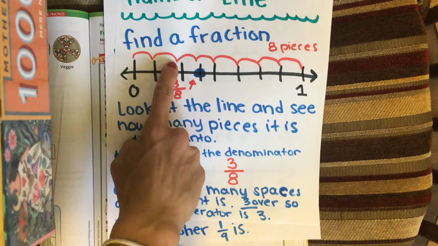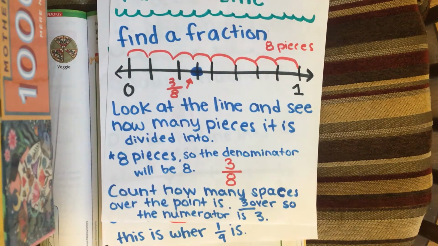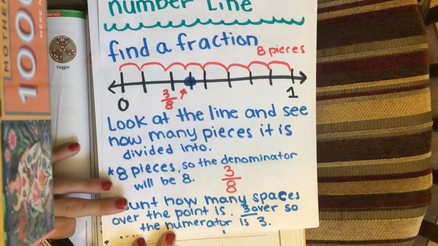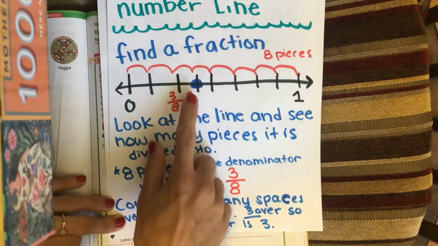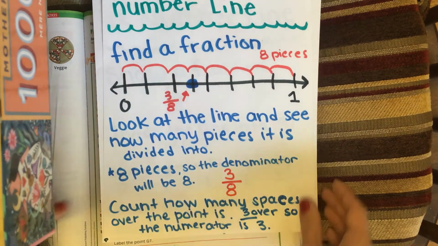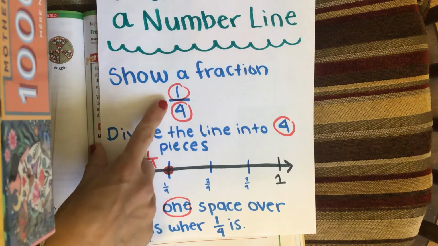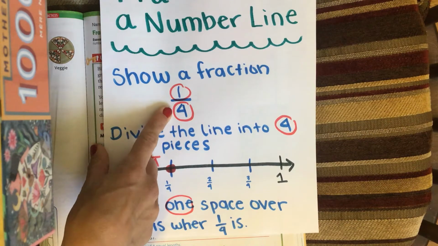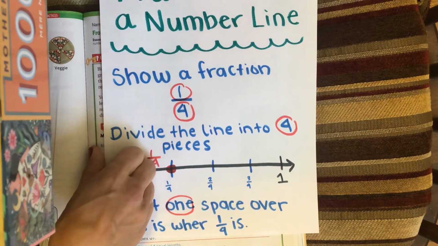1, 2, and 3. So the space is over 3, the point is over 3 spaces, so the numerator is 3. The fraction that's here on the number line is 3/8. Awesome. A second thing that you're going to be asked to do this week is to show a fraction on a number line. So in this case, you'll be given the fraction instead of the number line, and you need to find where you would put 1/4 on the number line.